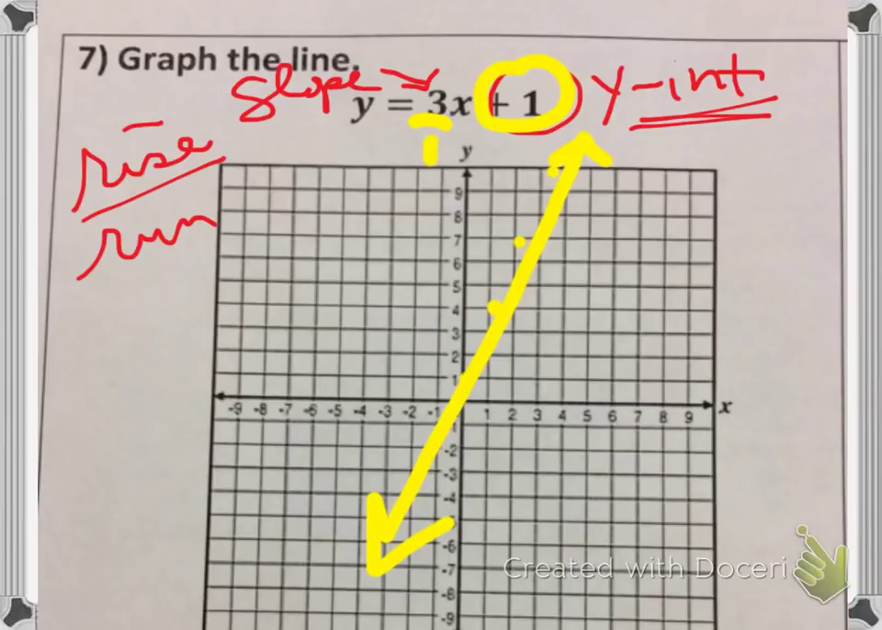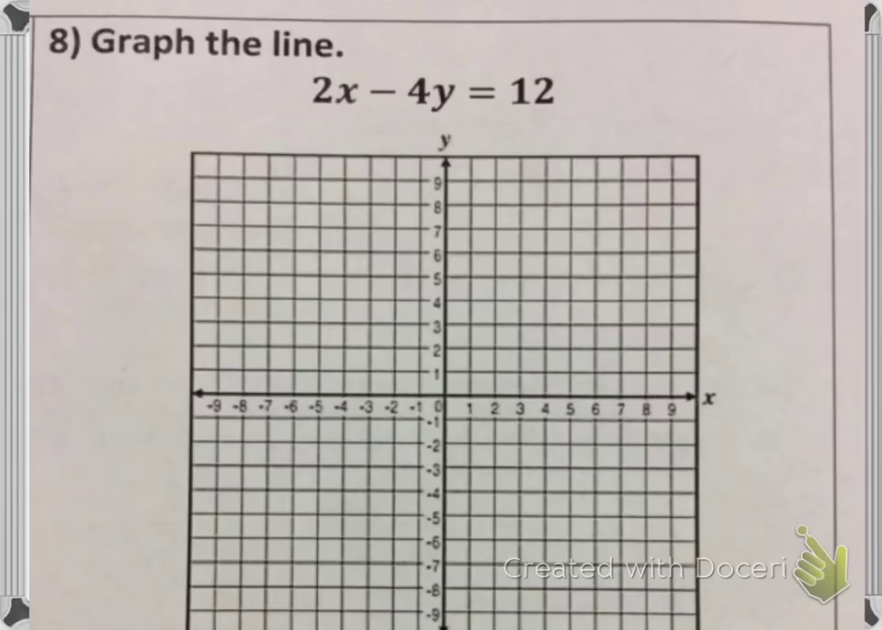Okay, let's go on to number 8. We're going to graph this line. It's not in the right form for us to do it the way that we just did, but there is another way for me to do it when it's in this form that might be a little bit easier. If we found the x and the y intercepts, where my graph crosses or touches the x-axis and where it crosses or touches the y-axis, it will be a lot easier.